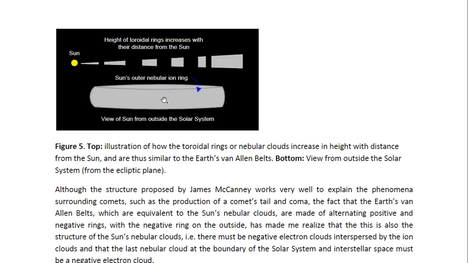And here's an illustration of how the toroidal rings or nebula clouds increase in height with distance from the sun, and are thus similar to the Earth's Van Allen belts. As you can see, this is the first one. This would be the zodiacal ring, and then you have several others as we move away from the star, in this case the sun. And then if you're outside the solar system on the ecliptic plane, this would be what the sun's nebula cloud structure would look like to you. You would only see the outside ring, which would have the greatest height.